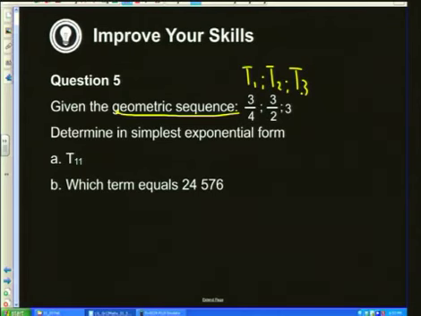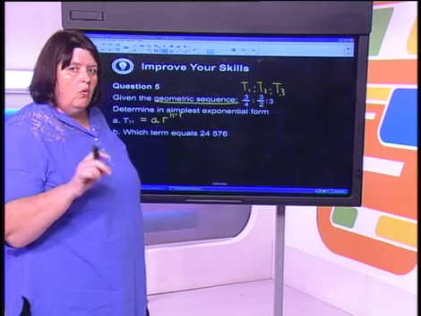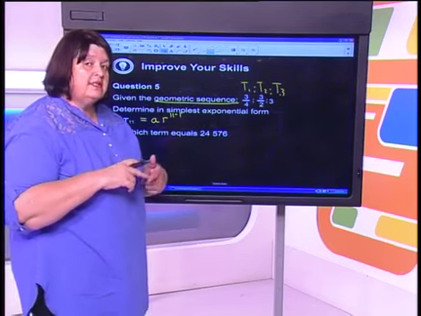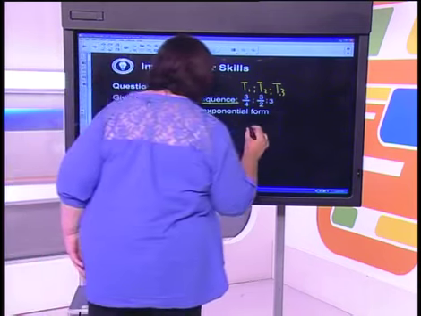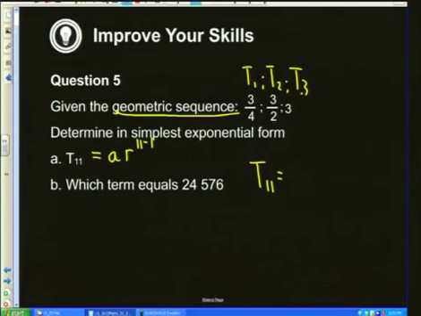Term 11, and which term equals 2, 4, 5, 7, 6. Now, term 11 would be a r to the 11 minus 1. Remember what I said to you when we were doing arithmetic? I said the difference is always 1 less than the number of the term. Well, this time the exponent is always 1 less than the number of the term. So in actual fact, term 11 is a r to the 10. Right, so the a would be 3/4. And r we haven't ascertained yet.